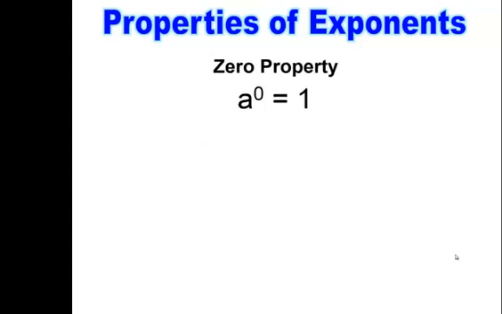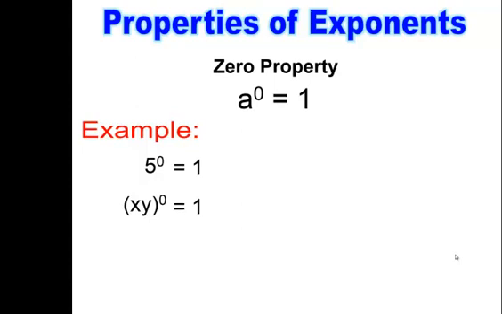The zero property of exponents is this: anything raised to the 0 power will equal 1. The base here is a raised to the 0 power, and it equals 1. So 5 to the 0 power equals 1. If you have a quantity raised to the 0 power, that whole quantity is going to equal 1.